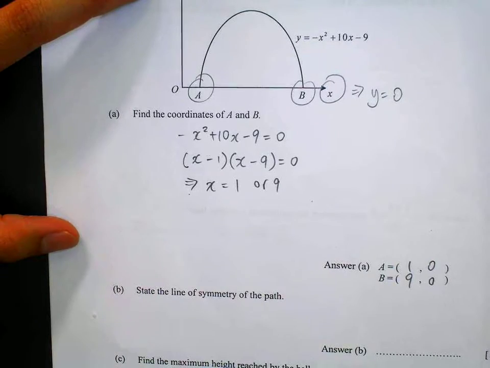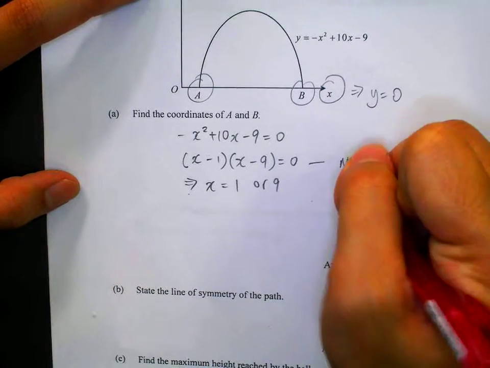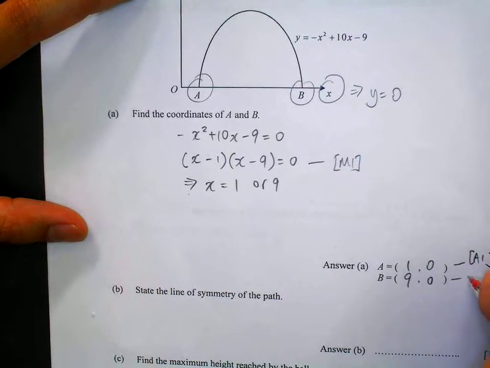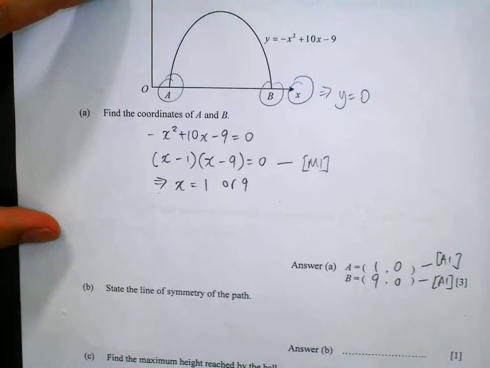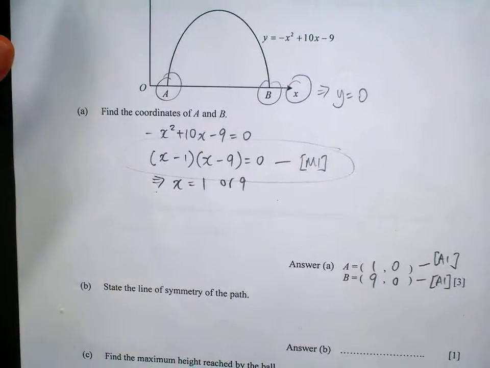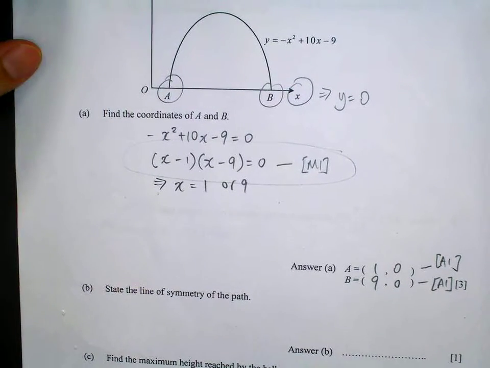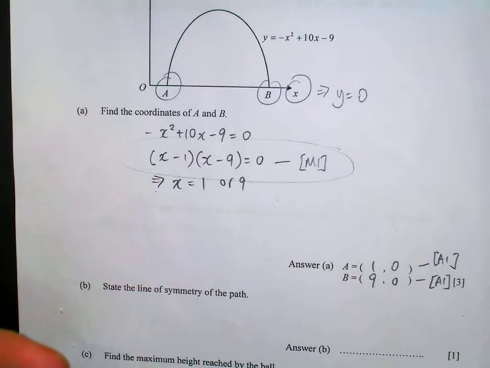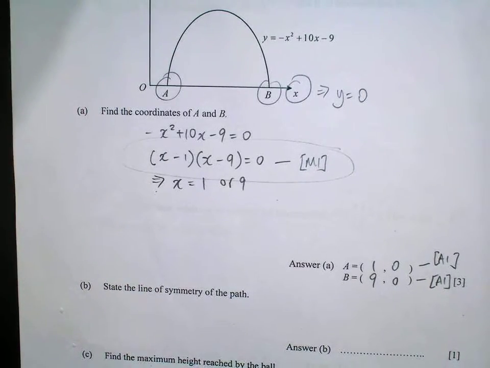Where are the method marks? Over here you get M1. This is A1 and this is A1. Now if you didn't get your M1 mark, even though your answer is correct, you still get 0. Did that happen to anybody? You didn't show me correct substitution, didn't show me correct factorization, but you used your calculator and got your answer right. Too bad, correct answer, but still 0.